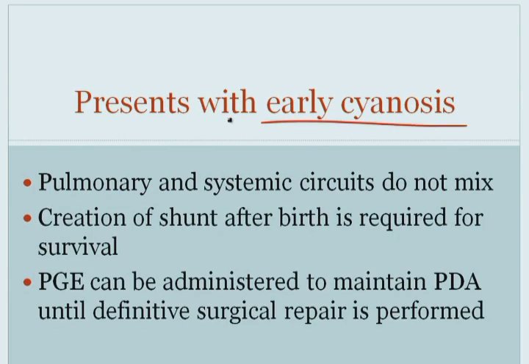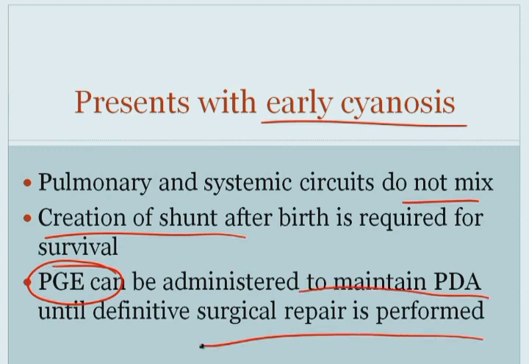This is going to present with early cyanosis, and that's because the blood from the right side of the heart is basically going to go into the aorta, and then it's going to go back into the right side of the heart and back into the aorta, and the blood will all be deoxygenated blood running through the circuit. Again, we know that the circuits do not mix. In order for the baby to survive after birth, we're going to need to create a shunt, and one way we can do that is to give prostaglandin E, which will maintain the PDA until we can eventually surgically repair this problem.